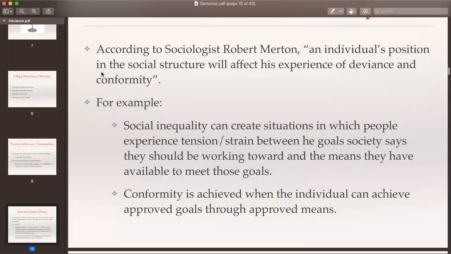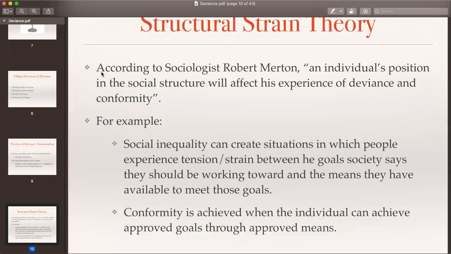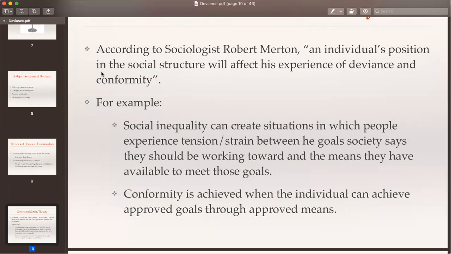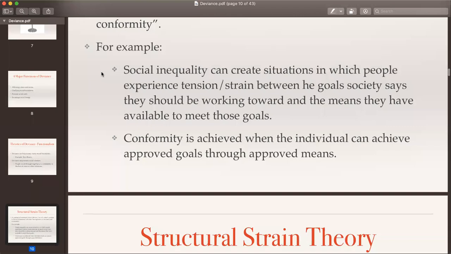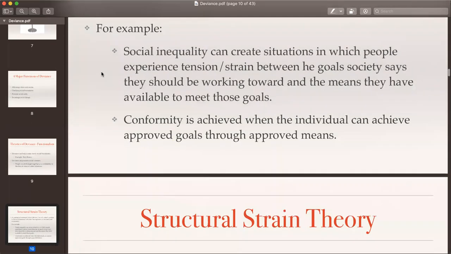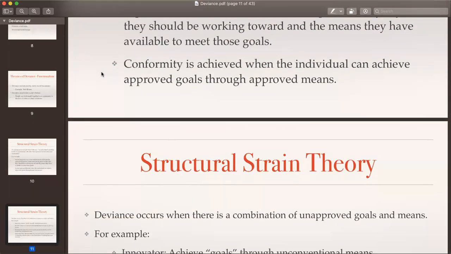We look at this concept of structural strain theory. And according to sociologist Robert Merton, an individual's position in the social structure will begin to affect his or her experience of deviance and conformity. Think about this. Social inequality can create situations in which people experience tension or strain between the goals that society says they should be working toward and the means that they have available to meet those goals. So I want you to think about that.